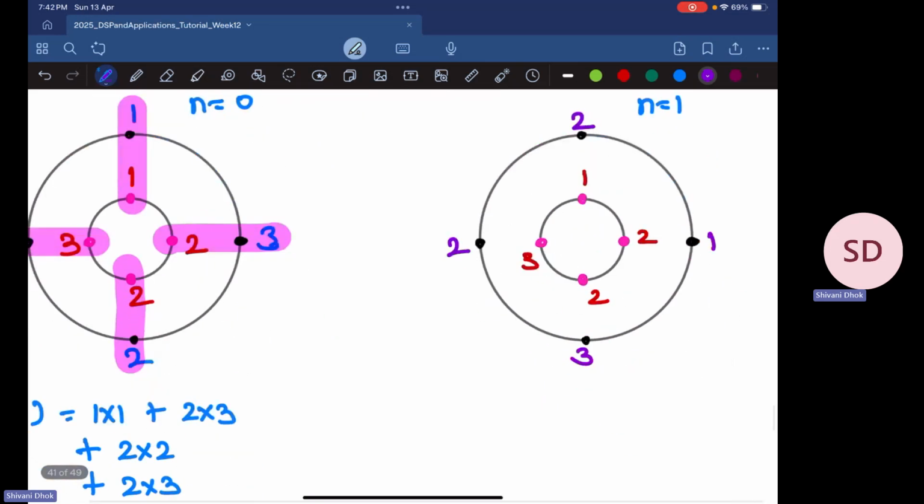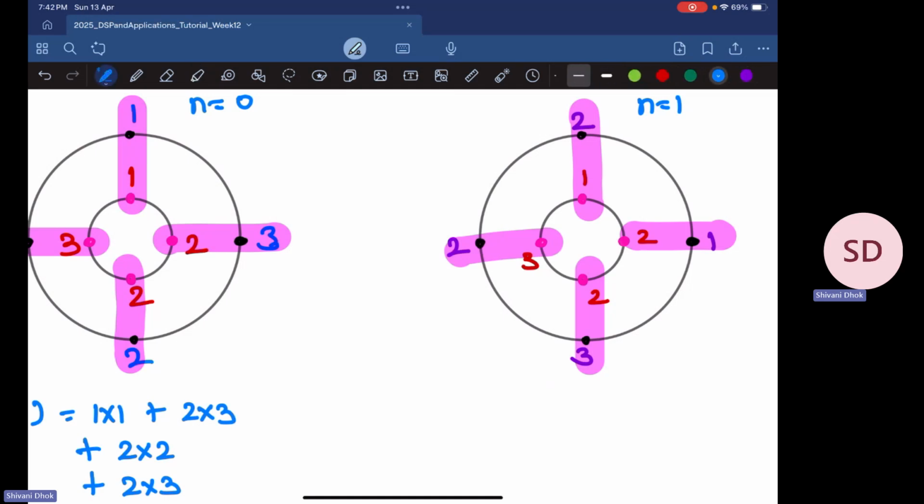And now I'll again multiply it like this. And what I get, y of 1 is equal to 2 into 1, that is 2, plus 2 into 1, that is again 2, plus 2 into 3, that is 6, plus 2 into 3, that is again 6. So this comes out to be equal to 16. Okay. So now I have reached till n equal to 1.